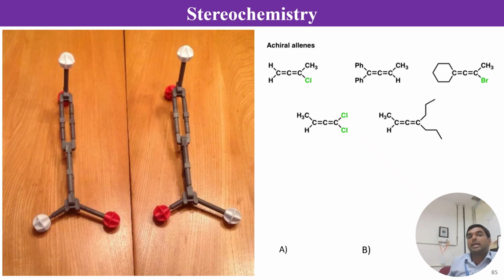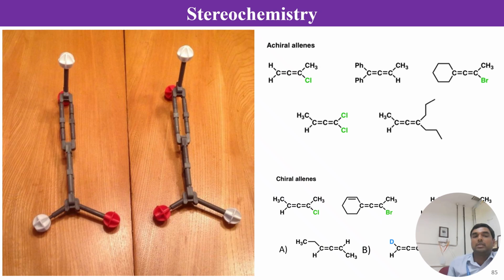So if you see that diphenyl allene kind of system, they are optically active. And if you have chiral allenes, then A not equal to B should be there.